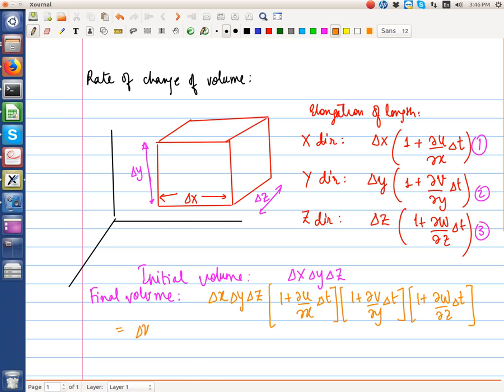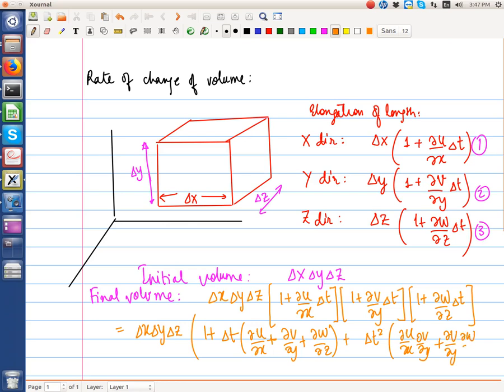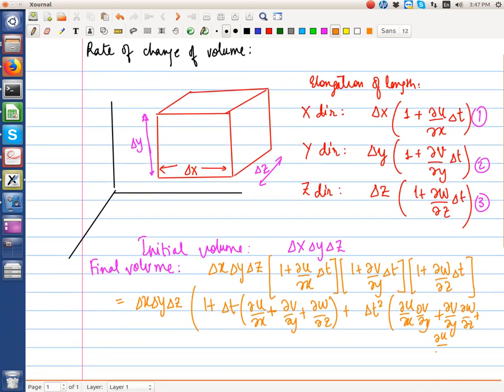This is equal to delta x, delta y, delta z [1 + delta t (∂u/∂x + ∂v/∂y + ∂w/∂z) + delta t squared (∂u/∂x ∂v/∂y + ∂v/∂y ∂w/∂z + ∂u/∂x ∂w/∂z) + another term, delta t cubed ∂u/∂x ∂v/∂y ∂w/∂z].